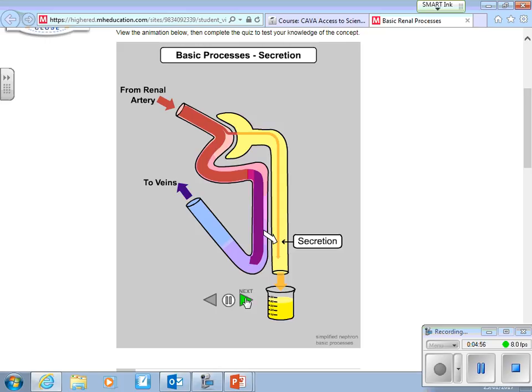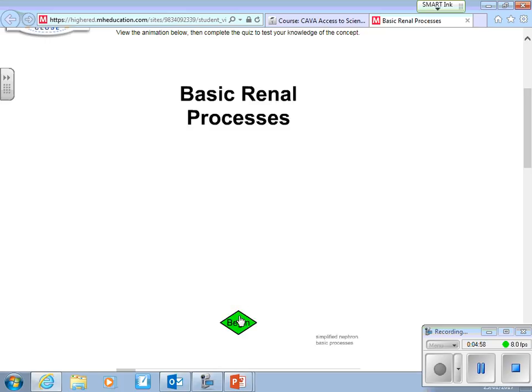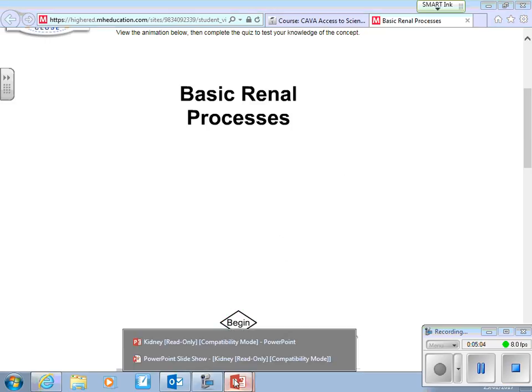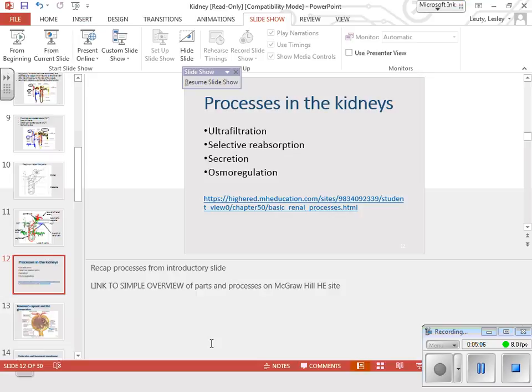And then it finishes off by the blood, oh, it didn't finish it off by the blood rejoining the renal vein, but there you go. That's what that link is on the PowerPoint there. So, nope, that wasn't the version of it that I wanted, was it? But we can do it from there, from the current slide.